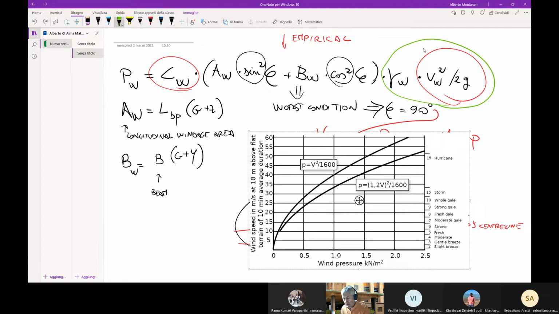It's the term highlighted in green in the relationship. You see the term p, lowercase p, is given just by the product of air density times wind velocity divided by 2g. So it's just a function of wind velocity, which gives the pressure. And of course, to get the forcing, you have to multiply it by the wind force coefficient and the projection of the wind edge area.